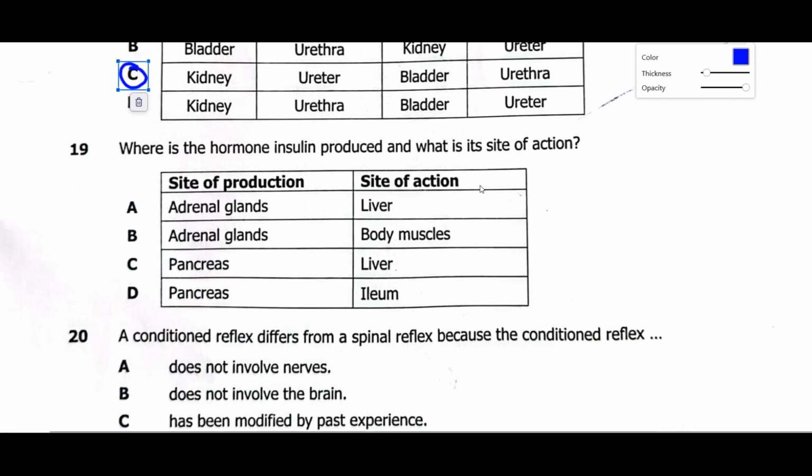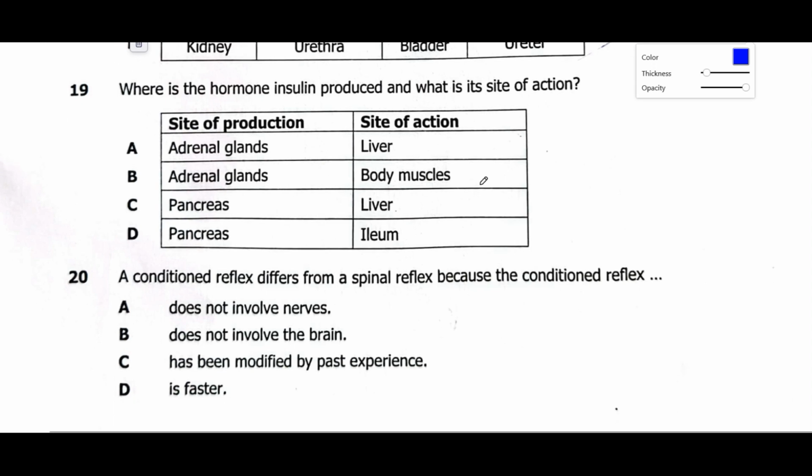Move on to question number 19. Where is the hormone insulin produced and what is its site of action? Insulin is the hormone produced by the pancreas, and its main target is to lower the glucose in blood. It converts glucose into its storage form called glycogen. The site of production is the pancreas, then the site of action or targeted organ is the liver. The liver and the muscles, in case you encounter muscles, can also be the answer.